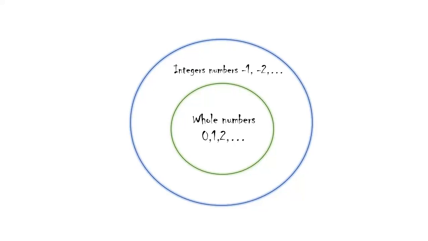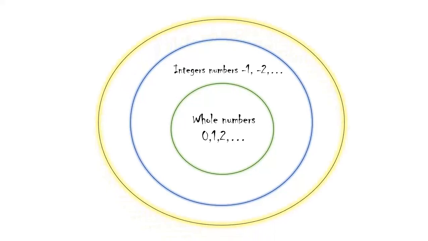Now we get into the rational numbers. Rational numbers include whole numbers, integers, and also include decimals, like you see 0.5, -4.5, and also fractions, 2 over 5 and -1 over 8. So I hope this graph helps you to see the relationship between rational numbers, integers, and whole numbers.